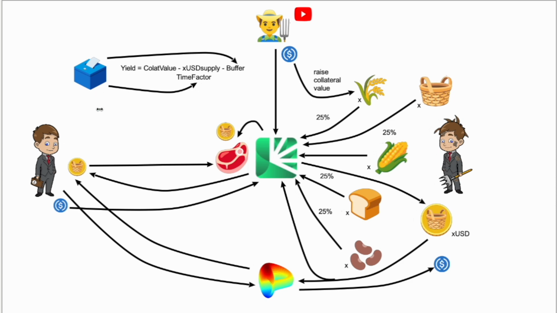Now, the LANDx community, the DAO voting, will adjust the buffer and the time factor, but obviously the collateral value and the xUSD supply are not changeable. They're not votable, right? They're based on oracles, and the supply is not something that you can just change, right? You have to mint or burn in order to get it.